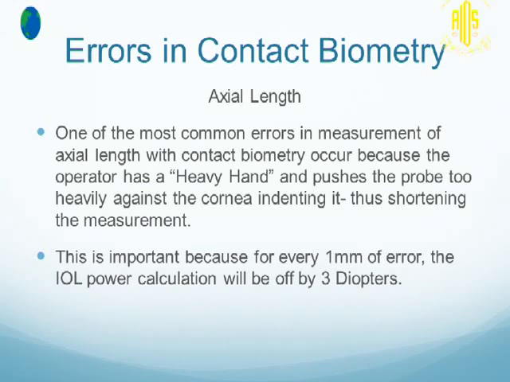One of the most common errors in the measurement of axial length with contact biometry occurs because the operator has a heavy hand and pushes the probe too heavily against the cornea, indenting it, thus shortening the measurement. This is important because for every 1 millimeter of error, the IOL calculation goes off by about 3 diopters.